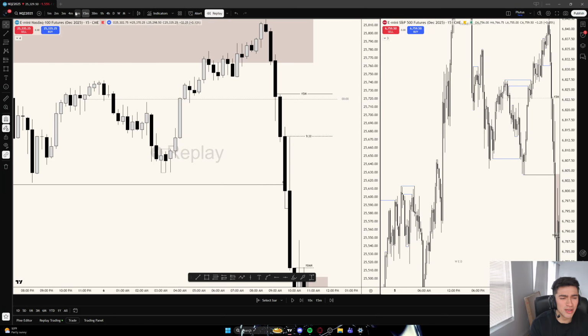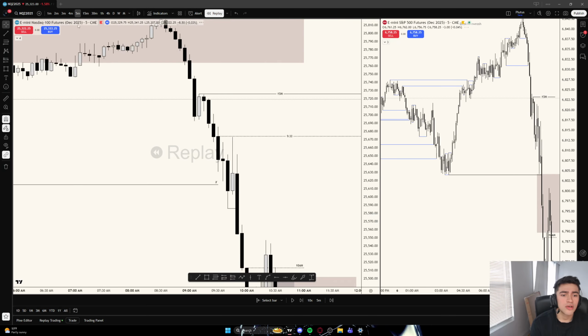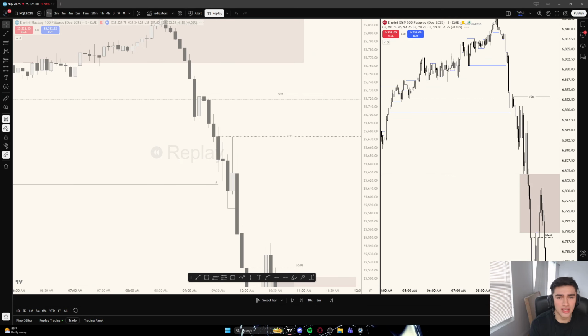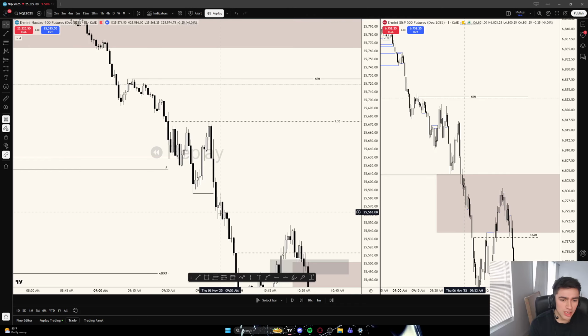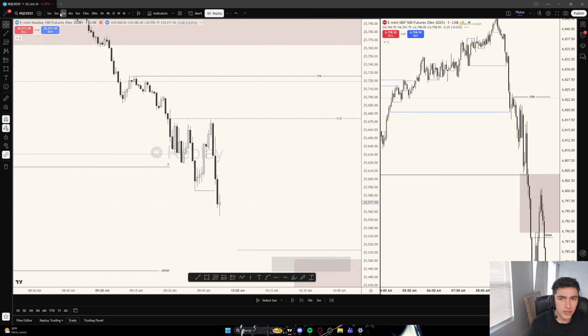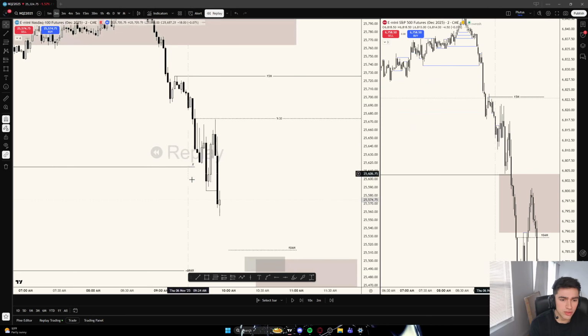Another thing why I felt more confident: I wanted to see this 15-minute CRT with this low. When I see the low get swept, this right here, I was like, okay, if this actually inverses now, there's gonna be a 3-minute, I believe, no, 2-minute. If this inverses now, I would go long because now I feel like this is ready.